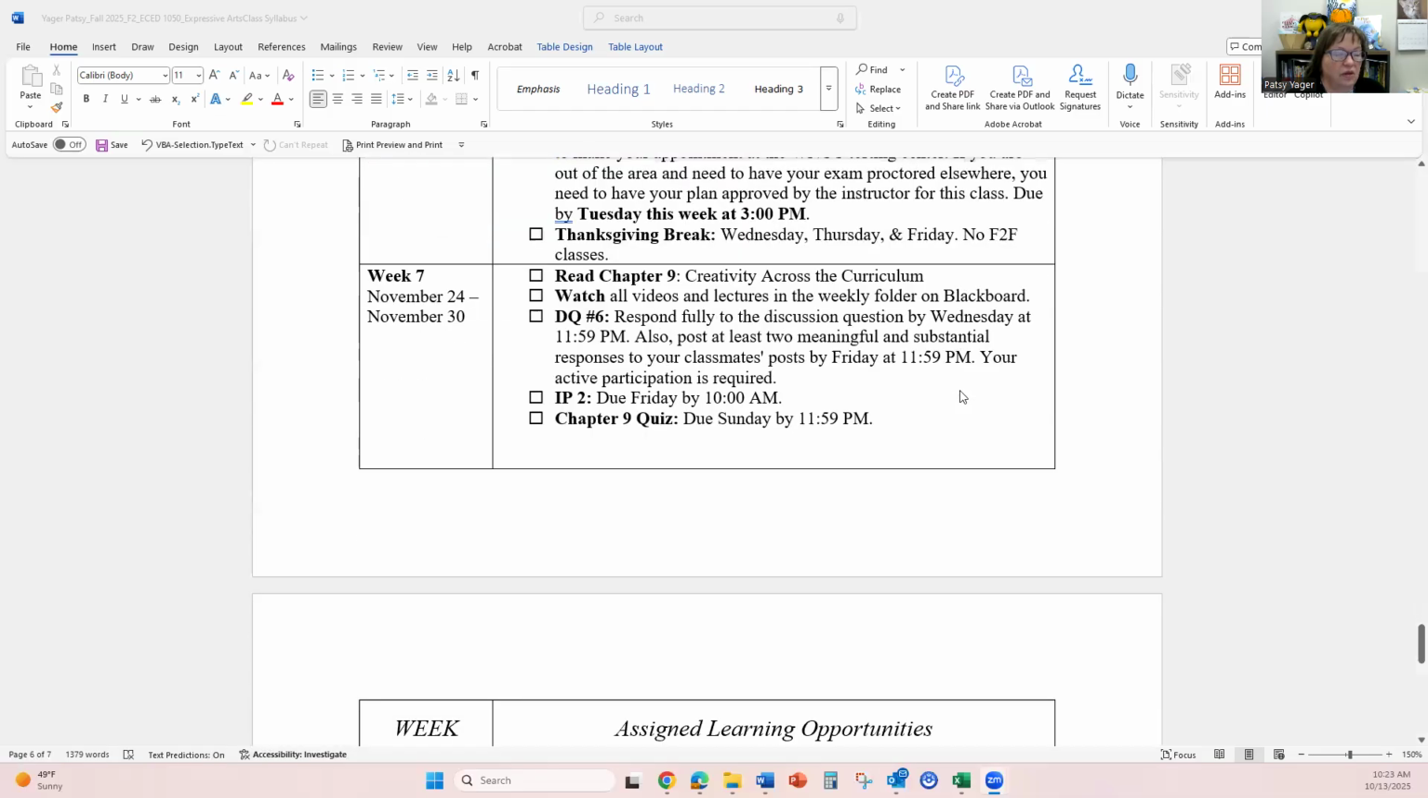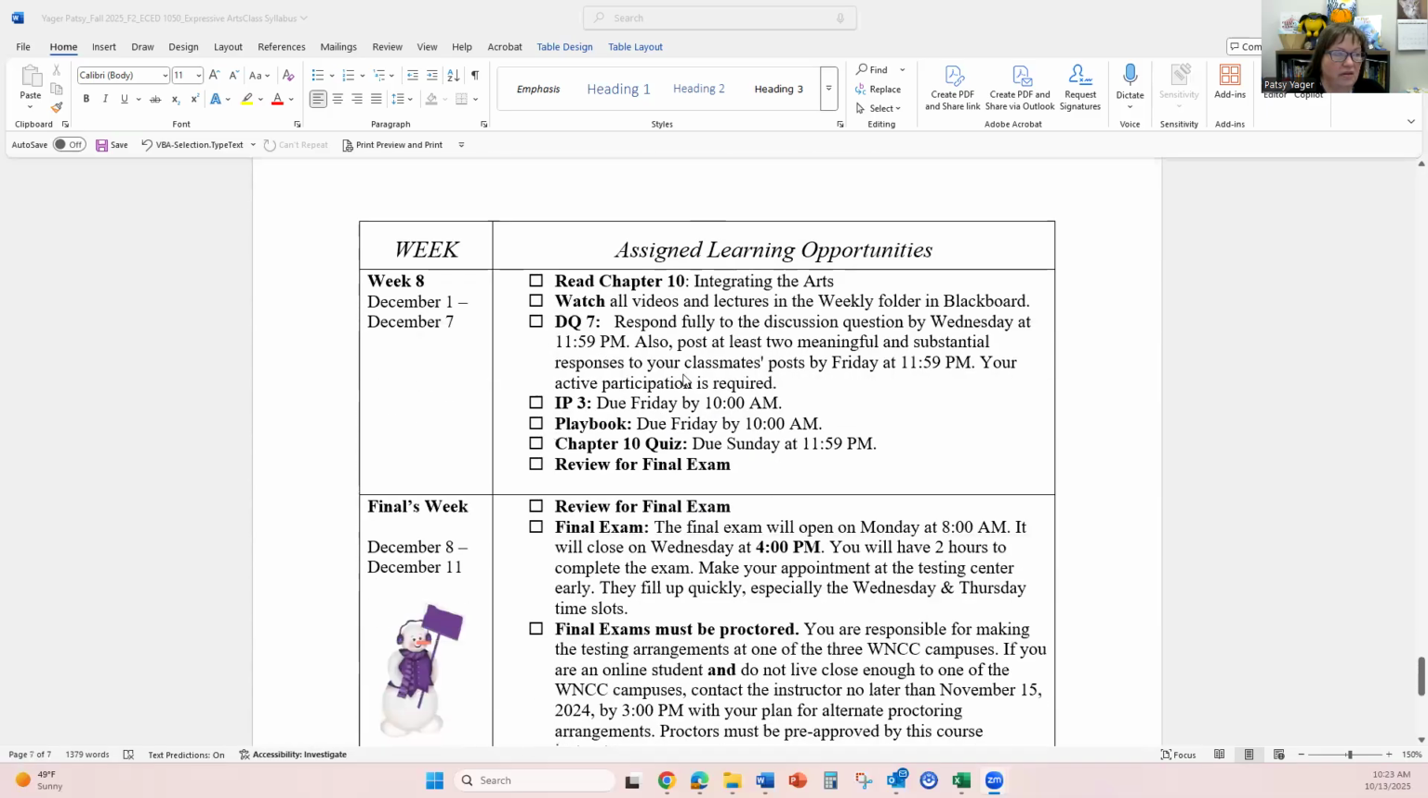So in week 7, we kind of get back on track. We have a chapter, a DQ, and an individual project. The IP stands for individual project, and you have a quiz. And then week 8, again, it's pretty basic, but we have that playbook that's also due this week. So you read your chapter, watch the lectures, and do the DQ and individual project. You have your playbook due on Friday, and a chapter quiz, and you need to review for your final exam.